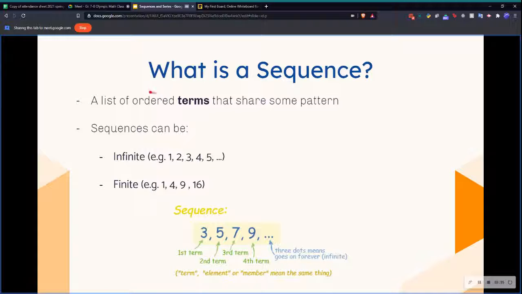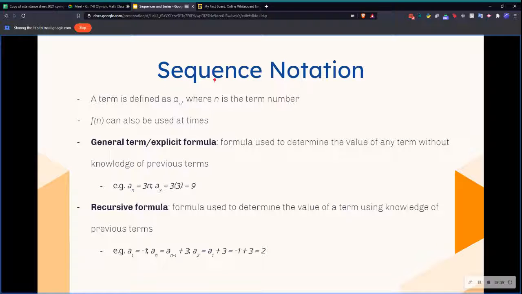Okay, let's get to some more technical stuff about sequences: sequence notation. How do we define a sequence? With graphs, we always have some equation such as y = mx + b or y = x squared. But how do we define sequences? We define each sequence by a term. A term is written as a subscript n, where n is the term number. For the first term, n equals 1; for the second term, n equals 2; for the third term, n equals 3, and so on.